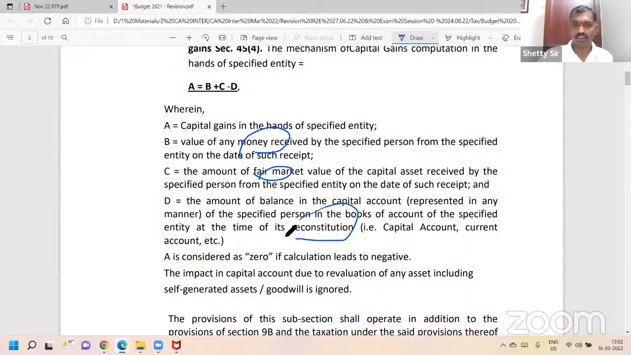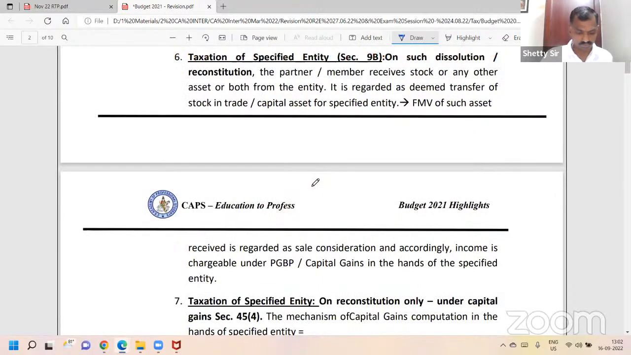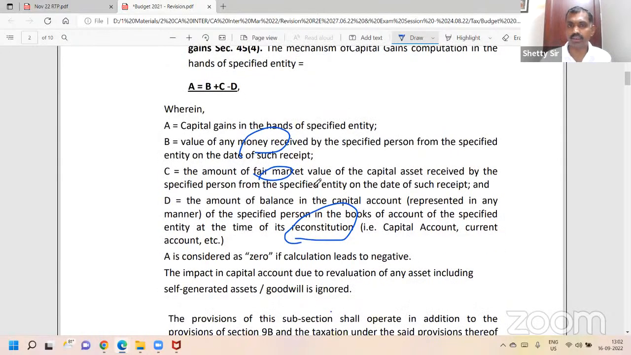on the date of reconstitution, like when partners change, admission, retirement, death, all of that. Are you following? On the date of reconstitution. On the right side, what do you write? A is equal to B plus C minus D. Okay. So that is under 45(4). Whatever you have done is under 45, within the bracket 4.